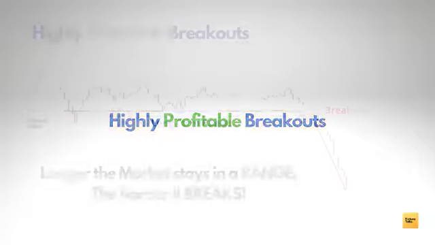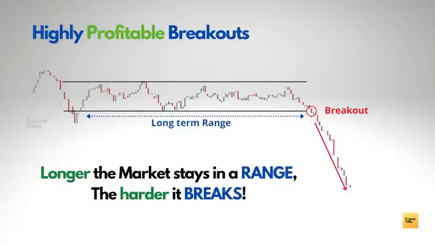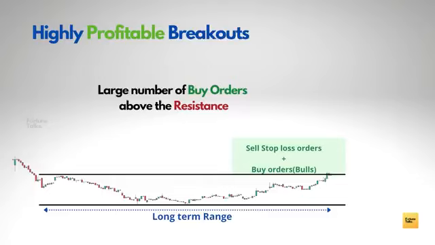Moving on, let us look at a highly profitable breakout trade scenario. Now here's the thing, the market is always changing. It moves from a range to a trend, from a trend to a range, etc. The longer the market stays in a range, the harder it breaks. This is true, but why is it true? Because the longer the market is in a range, the more orders are placed in the market.